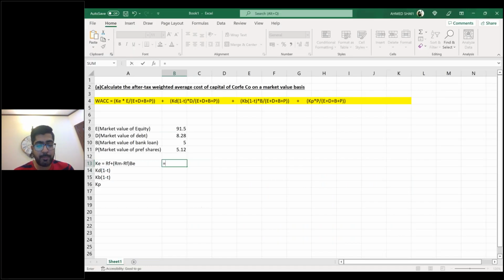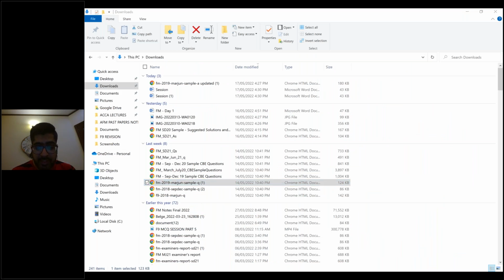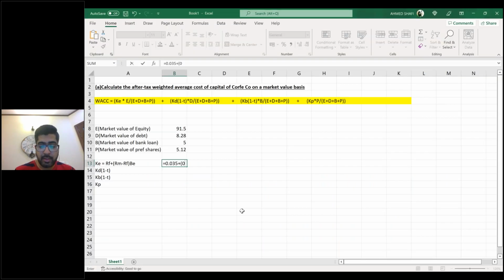The risk-free rate is 3.5%. I'm directly doing in decimal, 0.035, plus (RM minus RF). Had you been given the market rate, I would have taken that, but as you can see, market rate is not given. Risk premium is given, 6.8%. That means the whole bracket is given, 0.068. Had it provided you market rate, I would have taken that, then deducted risk-free rate. If premium is given, that means the whole bracket is 0.068.